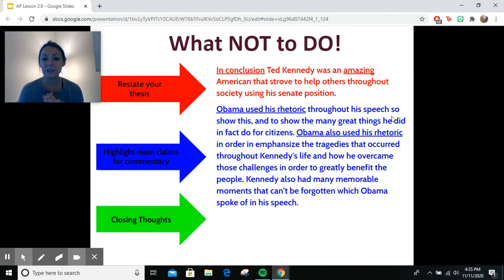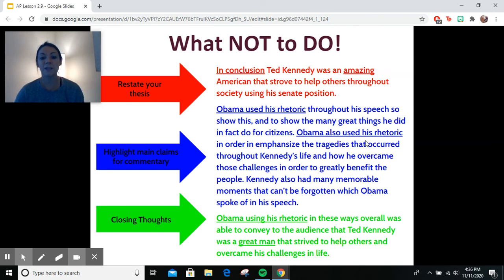"Obama also used his rhetoric in order to emphasize the tragedies that occurred throughout Kennedy's life and how he overcame those challenges in order to greatly benefit the people. Kennedy also had many memorable moments that can't be forgotten, which Obama spoke of in his speech. Obama, using his rhetoric in these ways overall, was able to convey to the audience that Ted Kennedy was a great man that strived to help others and overcame his challenges in life."